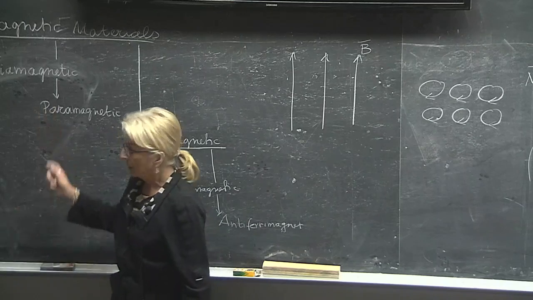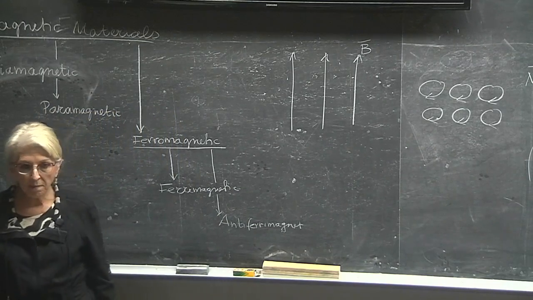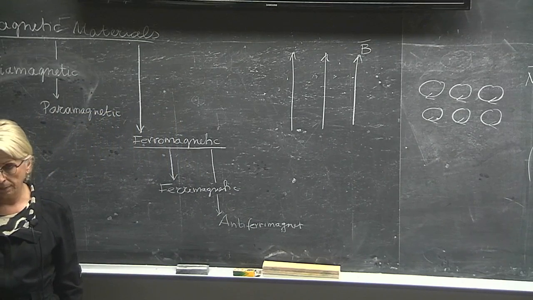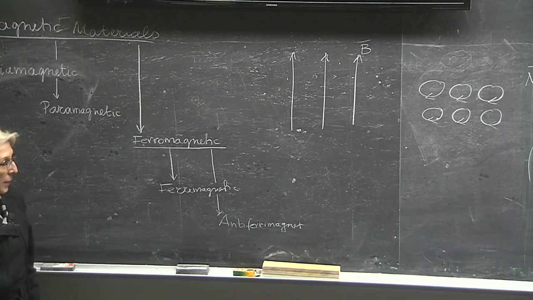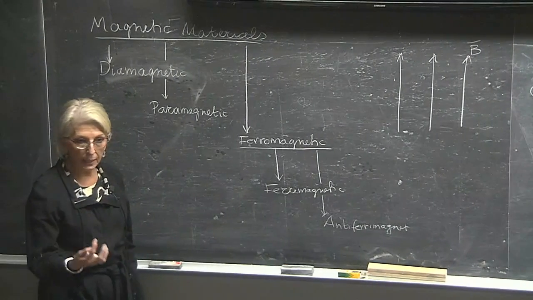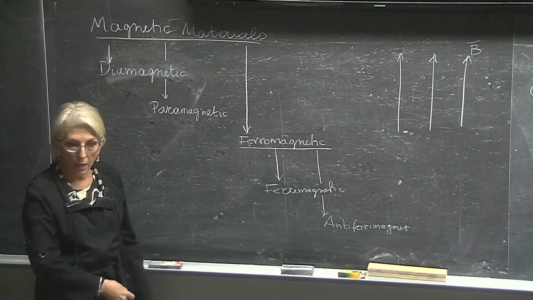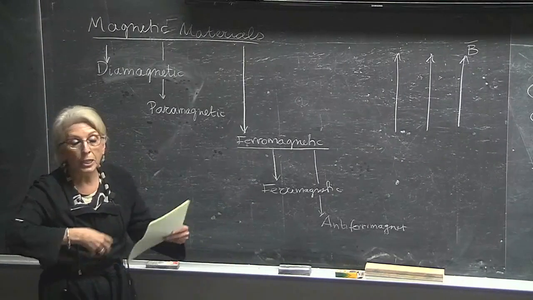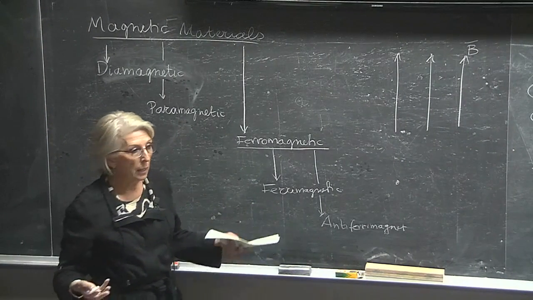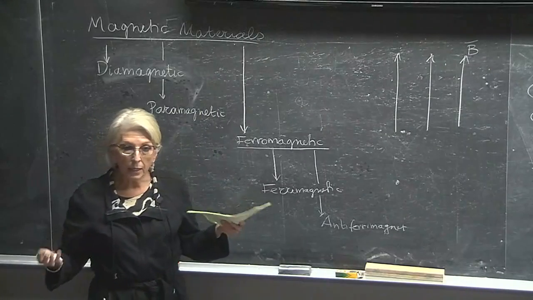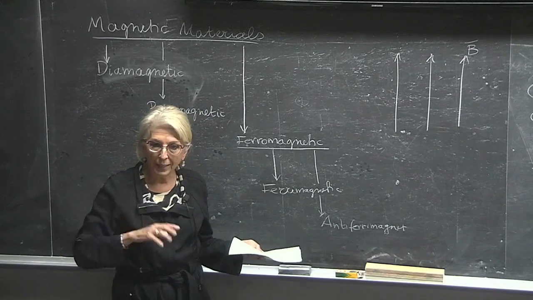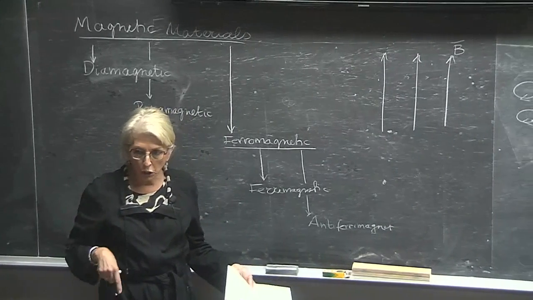But in magnetic materials, you may have mu sub r values that are extremely high. And if you have a magnetic material in free space, and then you introduce a magnetic material like this in a magnetic field, then it really changes the distribution of the magnetic field.